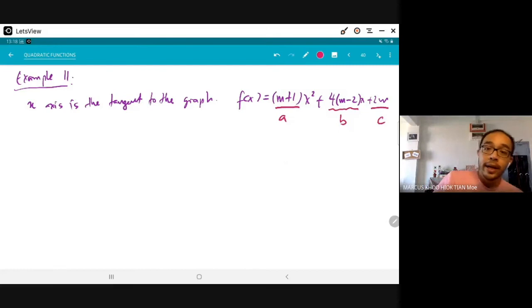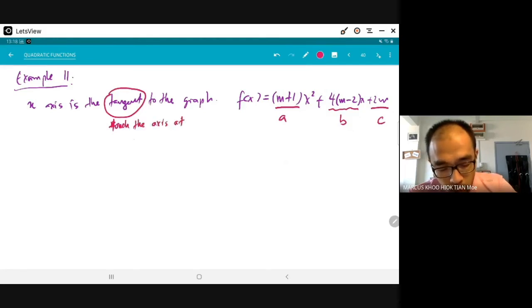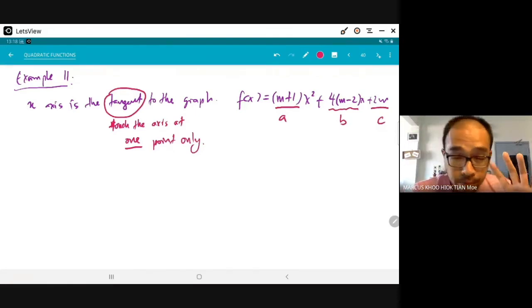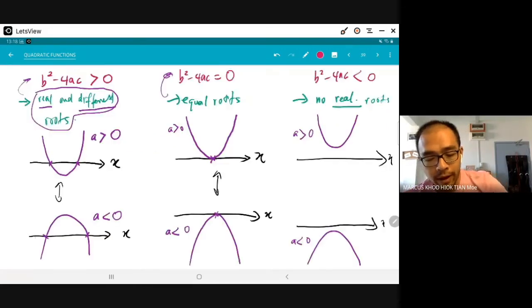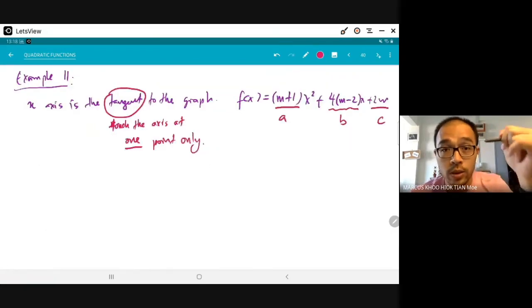Okay. Then, secondly, I want you to understand also that the words tangent to the graph, okay, tangent means dia hanya touch the axis at one point only. Okay, dia hanya menyentuh di satu tempat sahaja. Okay, now if you remember the graph, kalau dia menyentuh di satu tempat sahaja, in mathematics, this means b² − 4ac is equals to 0.